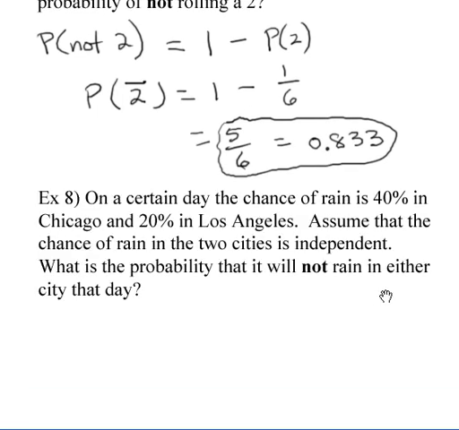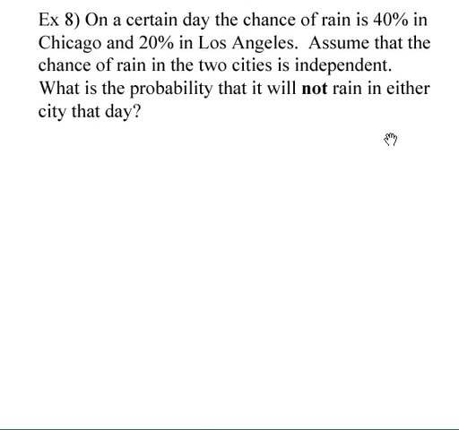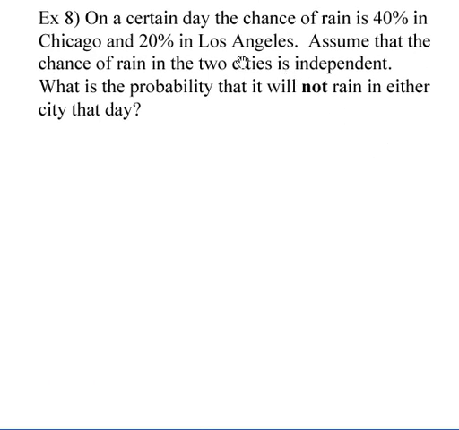All right, in our next example, we're going to look at complements. So let's take a look at this weather forecast. On a certain day, the chance of rain is 40% in Chicago and 20% in Los Angeles. Assume that the chance of rain in the two cities is independent. What's the probability it will not rain in either city that day?